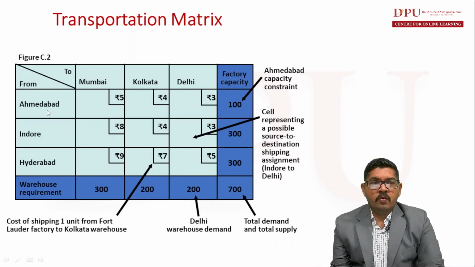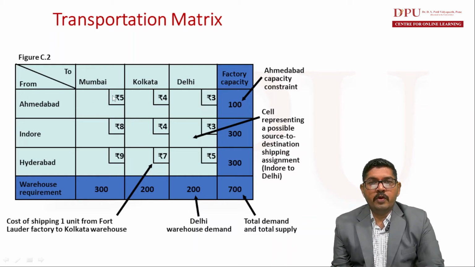So we have three sources: Ahmedabad, Indore, Hyderabad, with capacities 100, 300, and 300 respectively. We have three warehouses or destinations: Mumbai, Kolkata, and Delhi, and their demands are 300, 200 and 200 respectively. The values in the smaller box represent the cost of shipping one unit from that particular source to that particular destination. So this is a model of transportation. From this we have to solve a problem. So this is a formulated problem now.